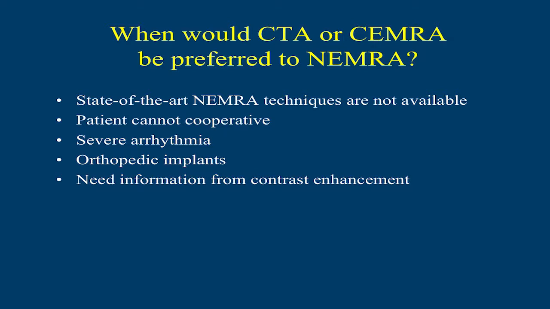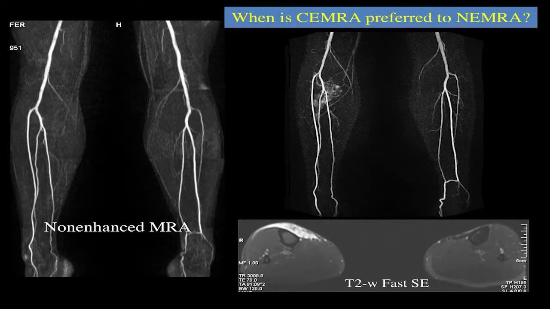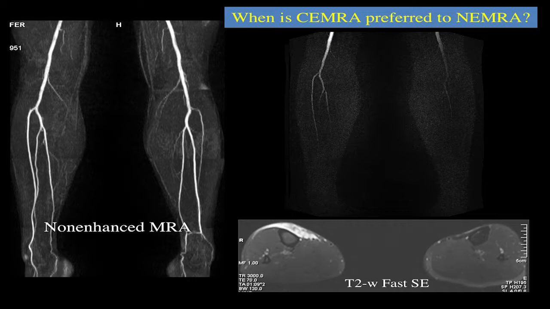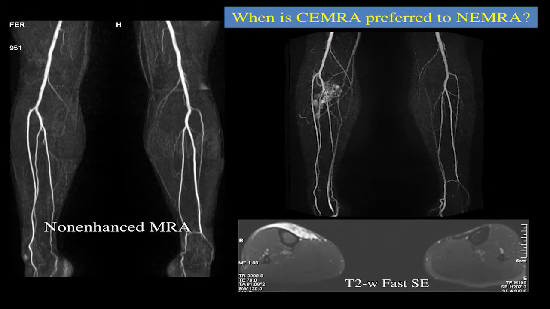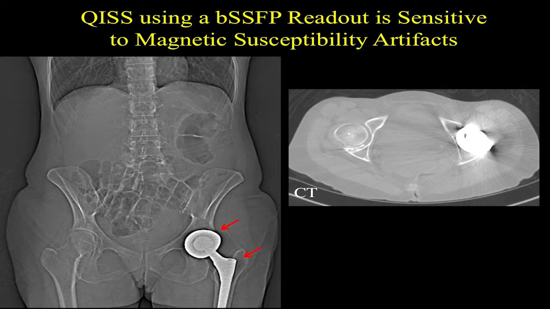But there are a lot of situations where contrast exams are better, when you don't have these non-enhanced techniques, and that's often the case. Patients can't cooperate, severe arrhythmias, implants, or a hemangioma as a particular example. Here's an example, a nice looking, normal, non-enhanced MRA, and yet there's a hemangioma that we missed entirely. So that is a definite problem.